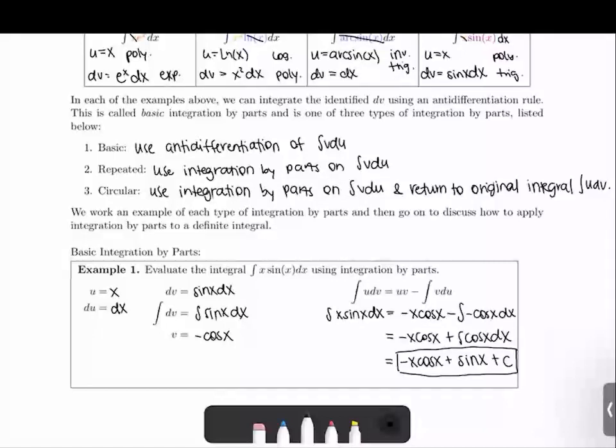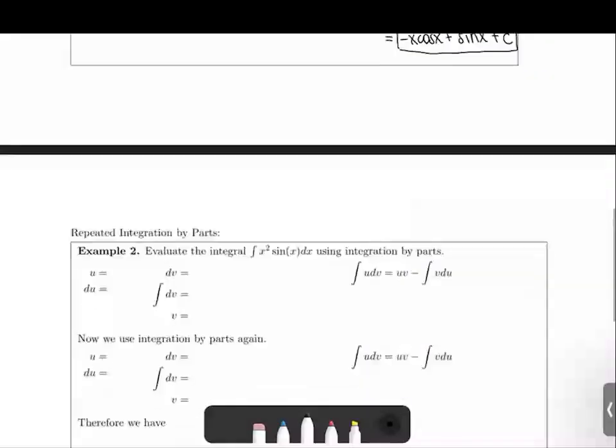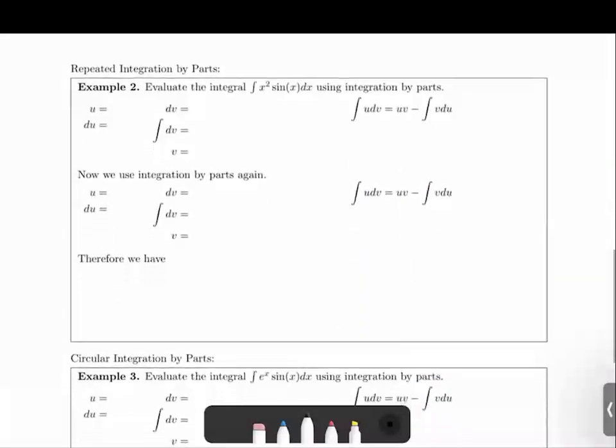What those are is that we have to use integration by parts twice to solve our questions, but we're going to use integration by parts slightly differently in the repeated case versus the circular case. First off, we're going to do the repeated case. In this example, we are integrating x squared sine of x, and we're using integration by parts.